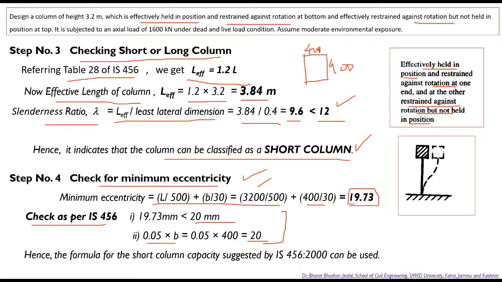we can use the formula for the calculation of the short column capacity as suggested by IS 456-2000. You may remember that in the previous steps, we have already taken the same formula into consideration. Now it is verified that the formula is okay. We can proceed with the design problem.